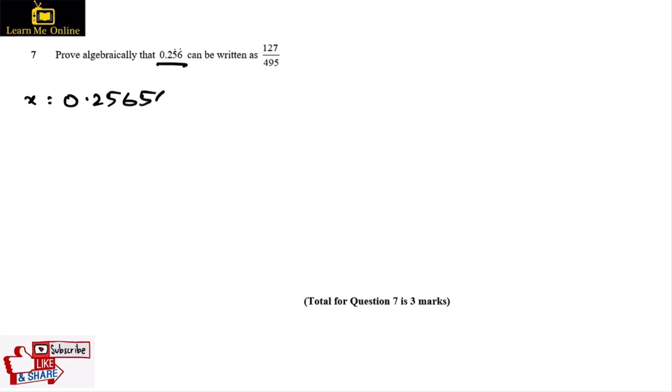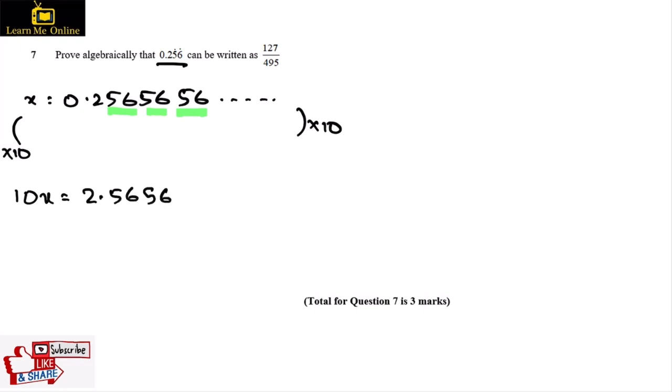x equals 0.2565656, and it's just the recurring numbers, so the two recurring numbers you have here are 565656. First we're going to multiply both sides by 10, so we just have the recurring numbers after the decimal place. So this would now be 10x, and this would be 2.565656, and so on. The reason for doing that is that after the decimal we just have the recurring numbers, and we have 2 before the decimal place.